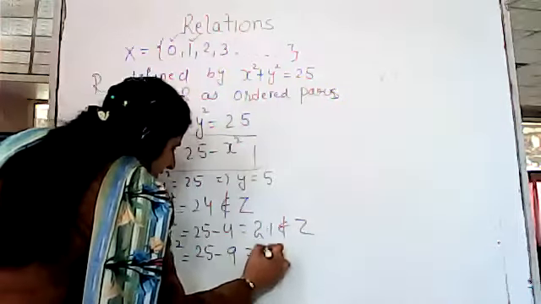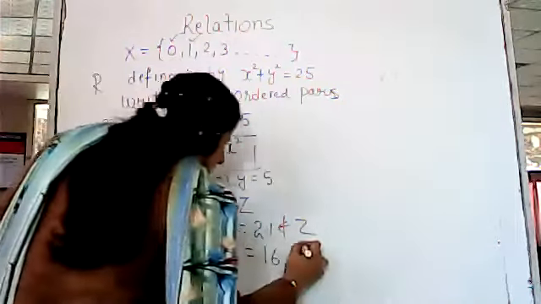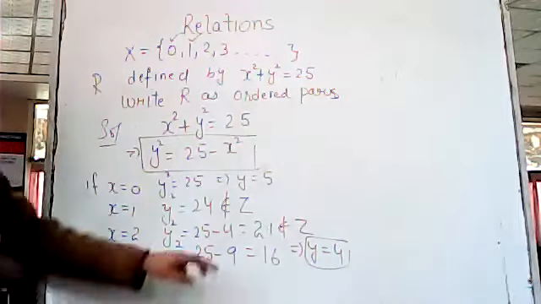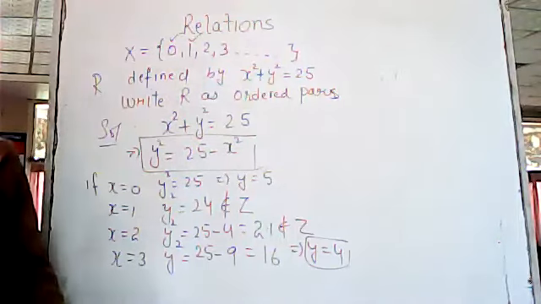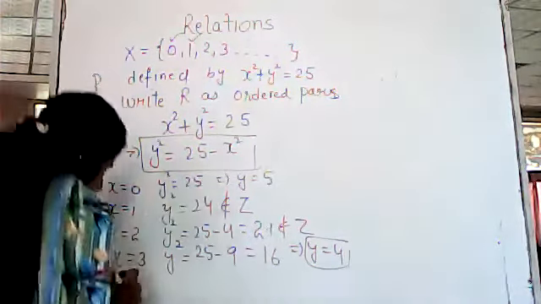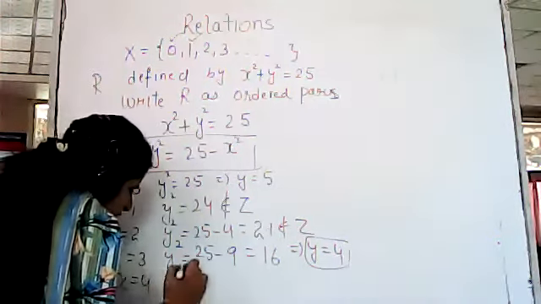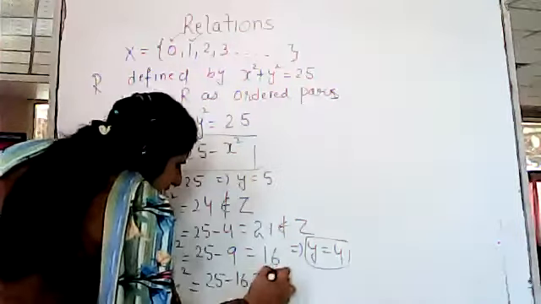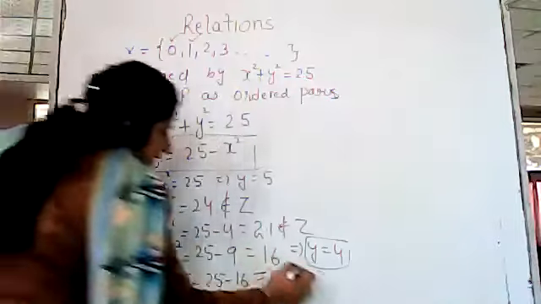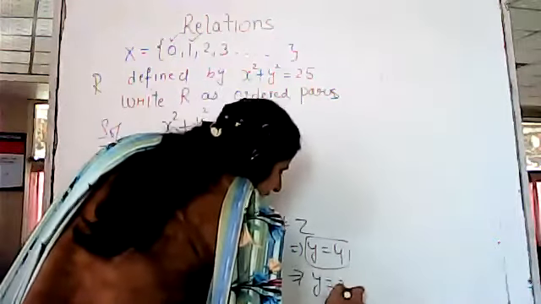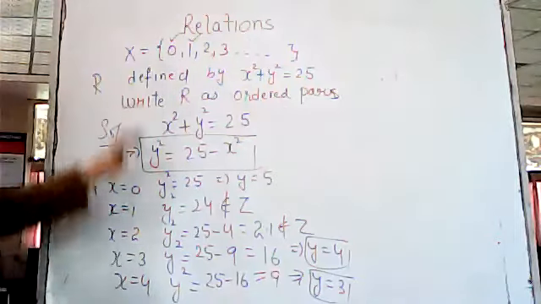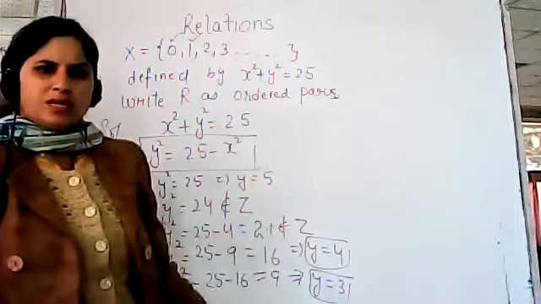Similarly, if x is equal to 3, then what is y square? 25 minus 9, which is equal to 16. So what is the value of y? Y is equal to 4. And 4 belongs to the set of positive integers. Next, if x is equal to 4, then what is y square? 25 minus 16, which is equal to 9. It means the value of y is equal to 3. Again, 3 belongs to the set of integers. So this pair will also be considered.